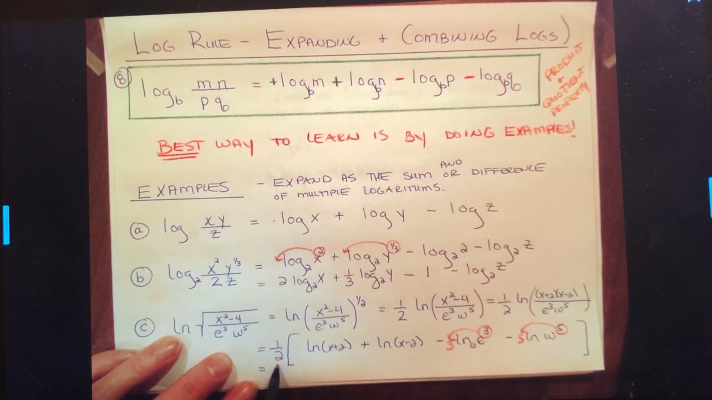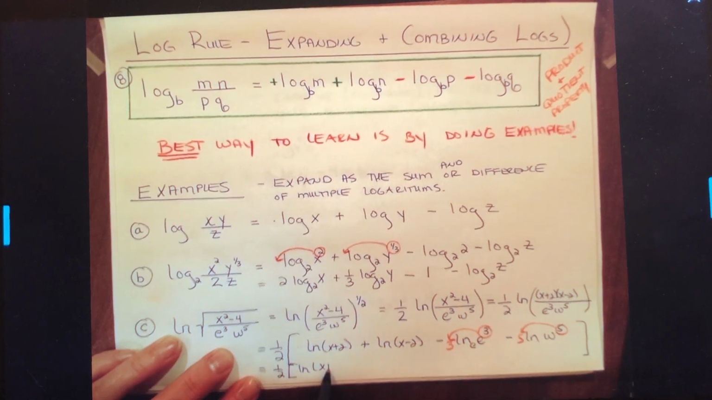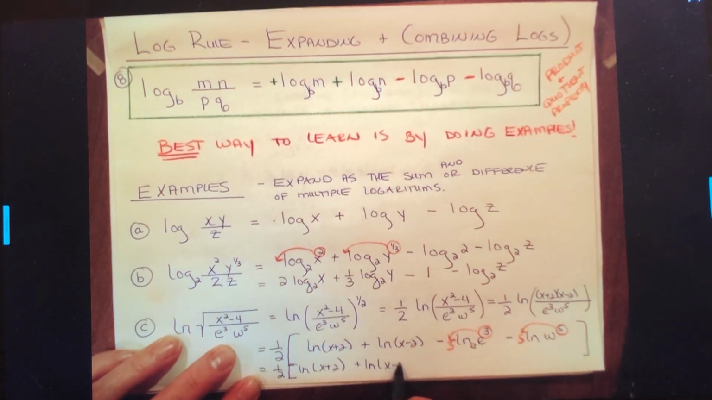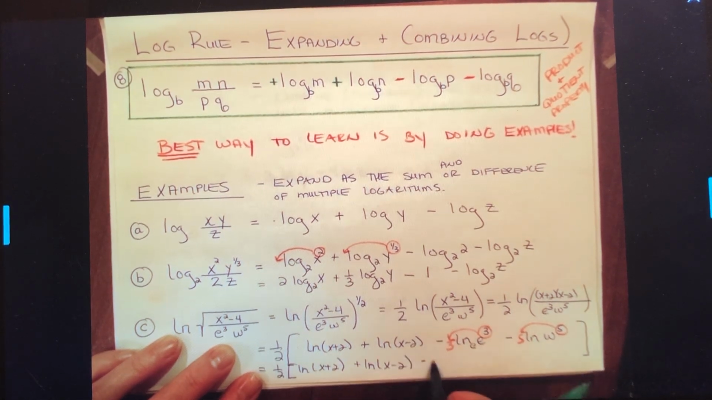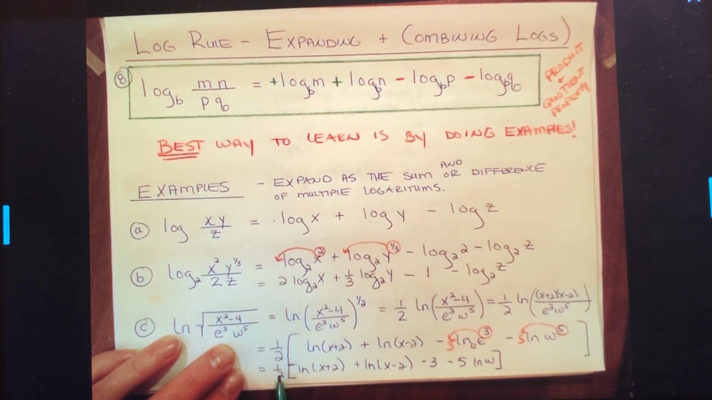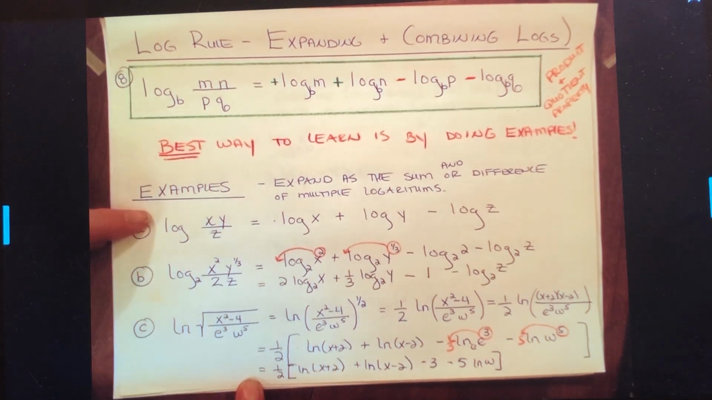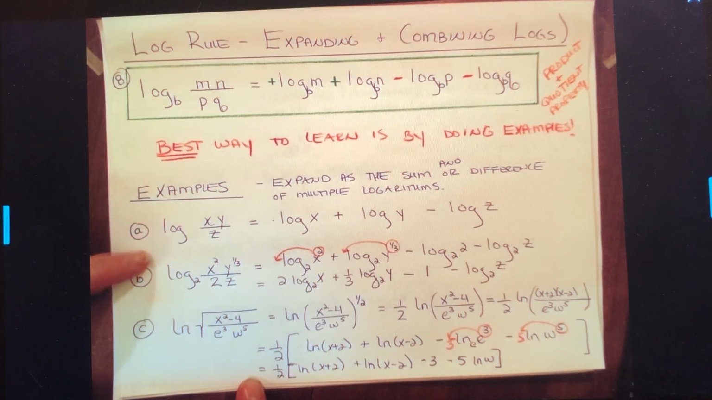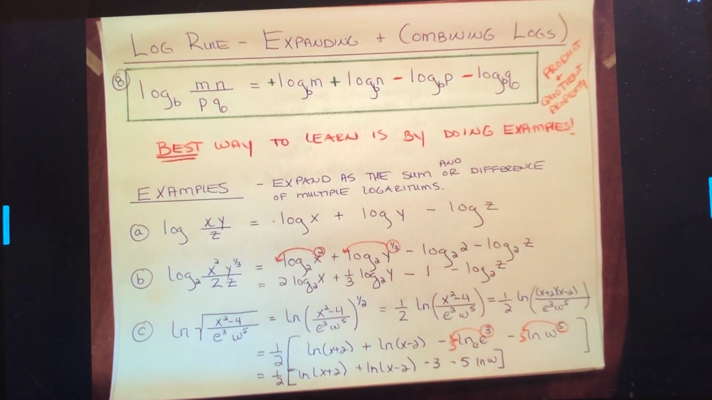So the final answer, I have 1/2 times the natural log of x plus 2 plus the natural log of x minus 2. This became a minus 3, and this was minus 5 times the natural log of w. Okay, and then if you wanted to, you could take this 1/2 and distribute it through, but it's not necessary. So we started out with a fairly simple example and got a little bit more complicated as we moved down. That is how you expand logarithms.